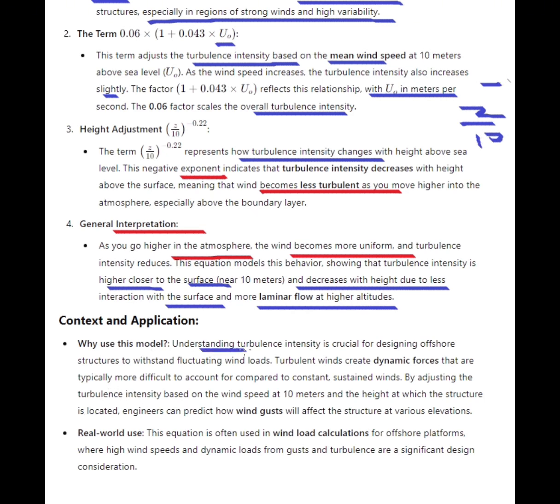Why use this model? Understanding turbulence intensity is crucial for designing offshore structures to withstand fluctuating wind loads. Turbulent winds create dynamic forces that are typically more difficult to account for compared to constant sustained wind speeds. By adjusting the turbulence intensity based on the wind speed at 10 meters and the height at which the structure is located, engineers can predict how wind gusts will affect the structure at various elevations. So this is how it's useful. This equation is used for wind load calculations for offshore platforms, where high wind speeds and dynamic load from gust turbulence are significant design considerations.